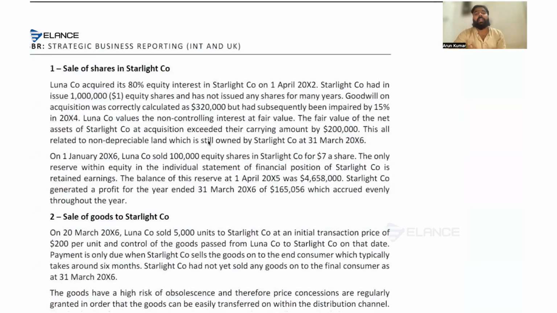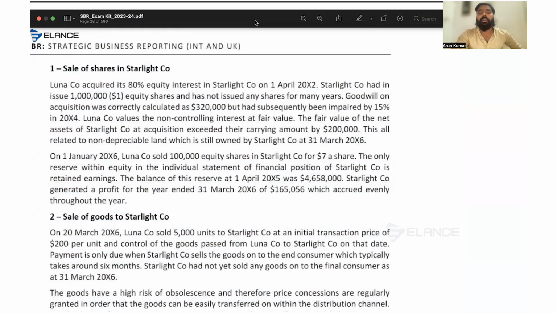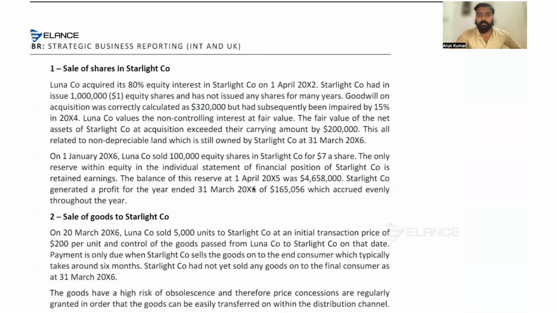So it's a situation of control to control, or control to no control? Because we have acquired 80% of 1 million, so we have got around 800,000 shares, out of which we are selling 100,000 shares. So it is literally a change in control, from control to control scenario. So how will you account for that change? How will you account for that change, guys?